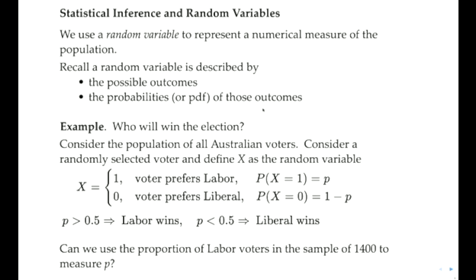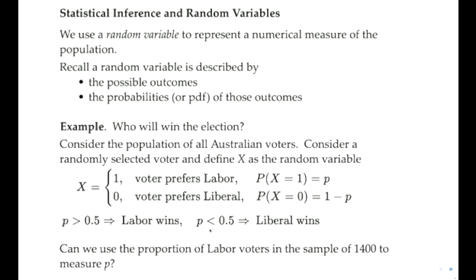Now, if we're interested in trying to predict the election, we're interested in P, the probability of a voter preferring Labor, or 1 minus P of preferring Liberal. And that P is representing the proportion of Labor voters in the entire population. Okay, not in the sample, in the entire population of voters. That's the P. If we knew that P, then we would know who's going to win the election, because if P is greater than a half, there are more prospective Labor voters than Liberal voters, so Labor's going to win if P is greater than a half. If P is less than a half, then the Liberals are going to win.